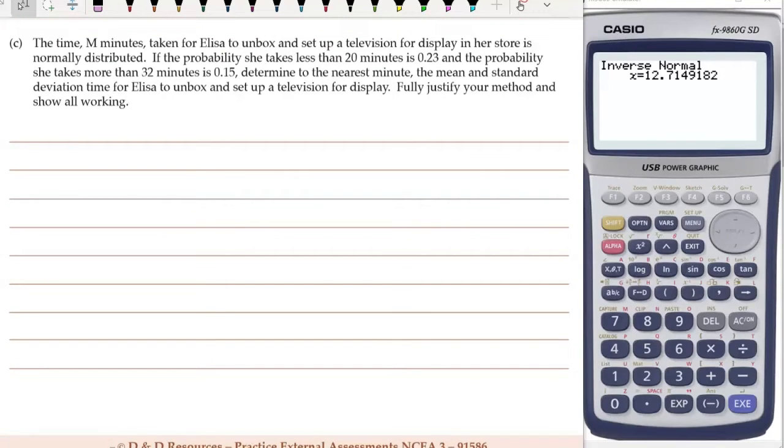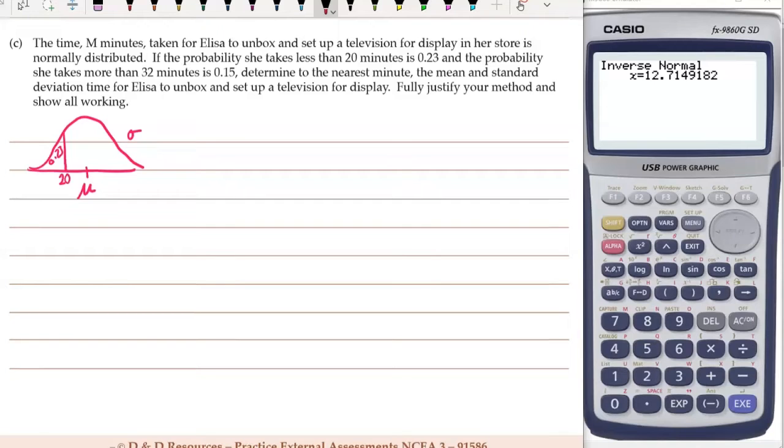For part C, we don't know the mean and standard deviation, and we're going to need to work out both of those. So let's start with our normal distribution. We know there's some mean mu and some standard deviation sigma. This is for the time it takes her to set up the TV for display. The probability that she takes less than 20 minutes is 0.23. So it's going to be on the left down here. We've got a 0.23, and that's for 20 minutes.